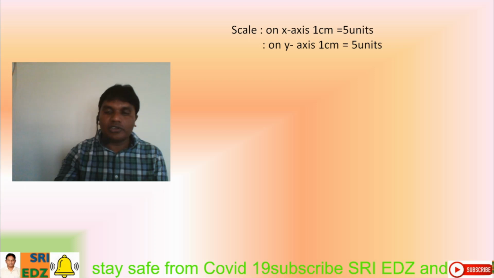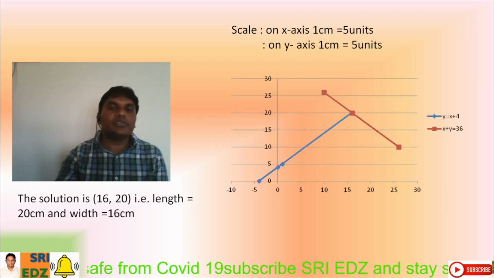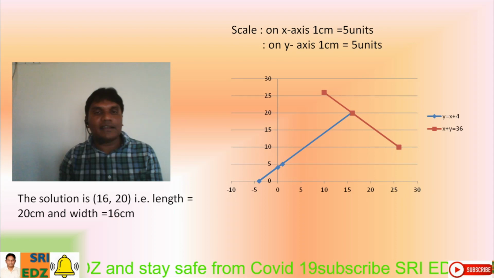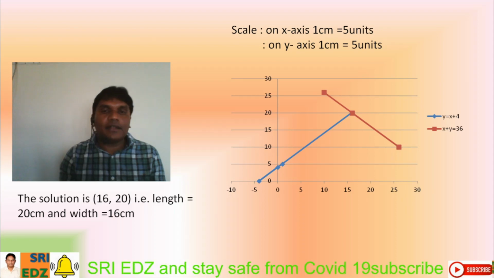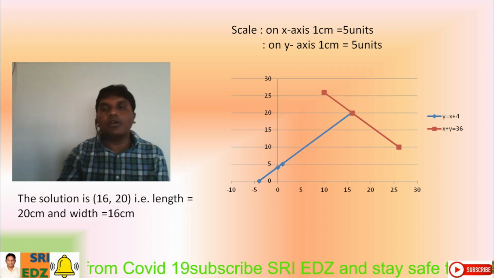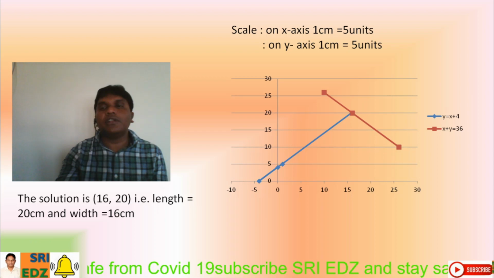16 we already assumed as x, and 20 is y. Width was assumed as x and length as y. The length is always bigger than the width, so the length is equal to 20 and the width is equal to 16. The scale and everything I indicated here, you can draw in your graph book, and you will definitely get the same. So now the sixth question.